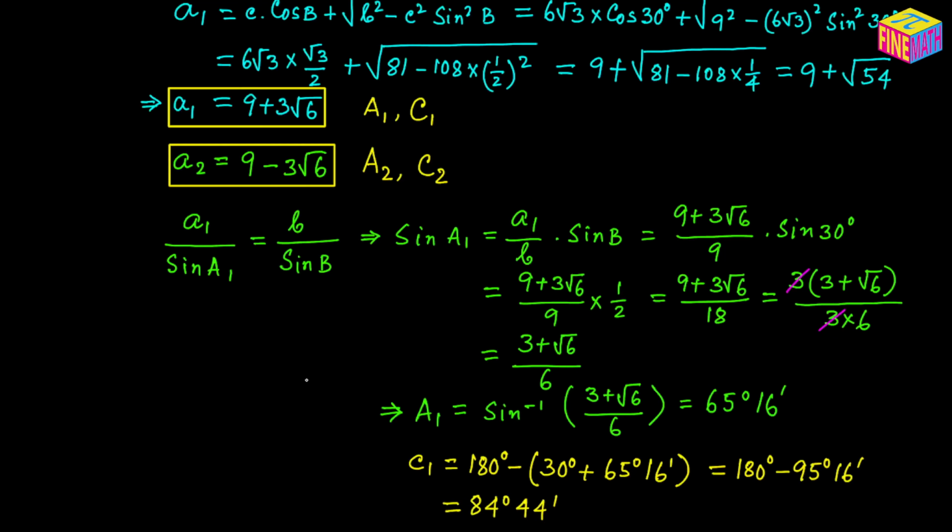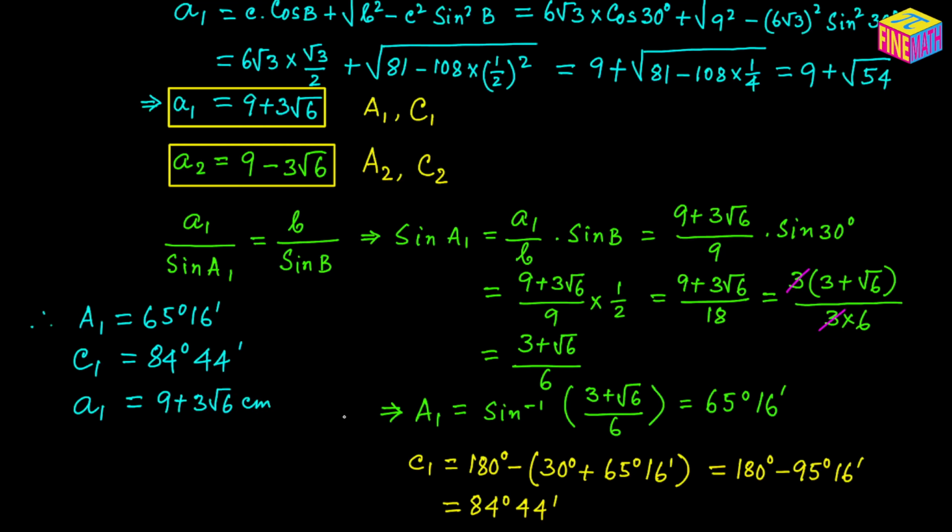So let's make a quick summary note here that angle A sub 1 is equal to 65 degree and 16 minute, and angle C sub 1 is equal to 84 degree and 44 minute. And the side length A sub 1 is of course 9 plus 3 times square root of 6. I should use the unit as centimeter because in this example we are using centimeter as the unit of length. So this is one set of the solution.